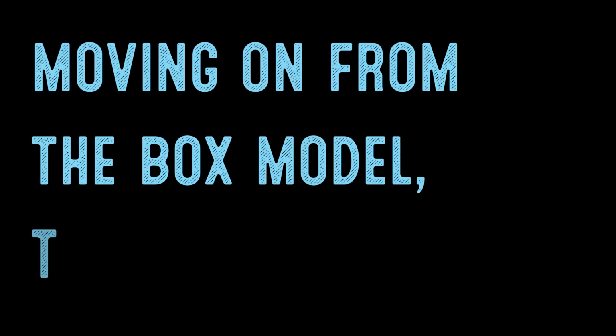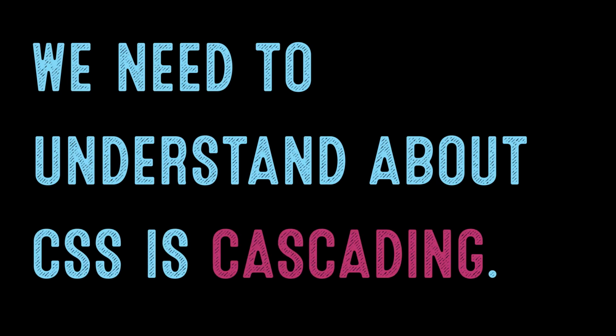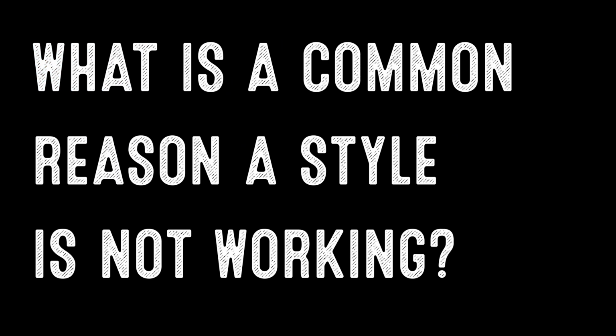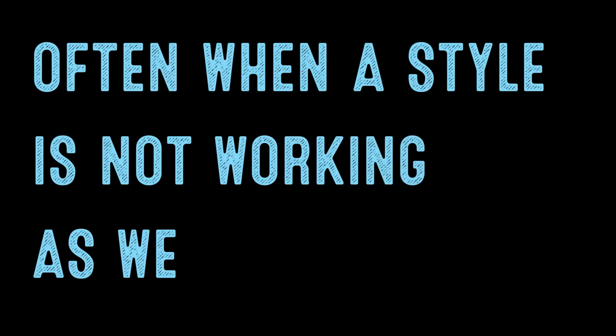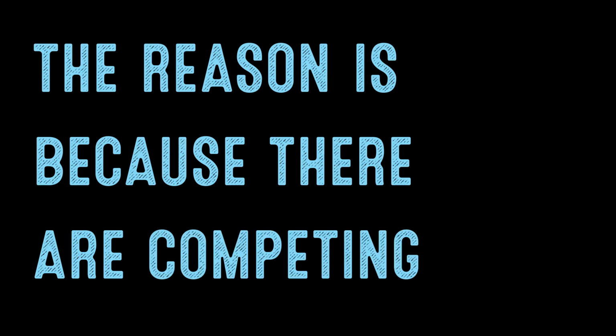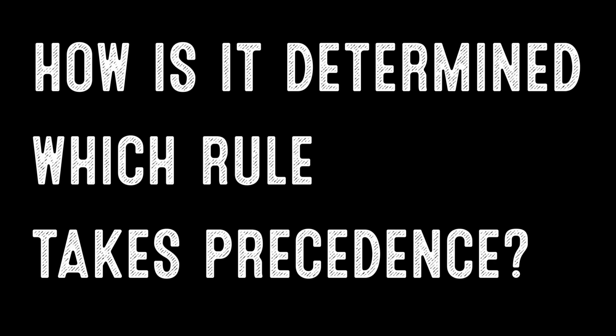The weekly code quiz. Moving on from the box model, the next thing we need to understand about CSS is cascading. What is a common reason a style is not working? Often when a style is not working as we think it would, the reason is because there are competing rules applied to the same element. How is it determined which rule takes precedence?